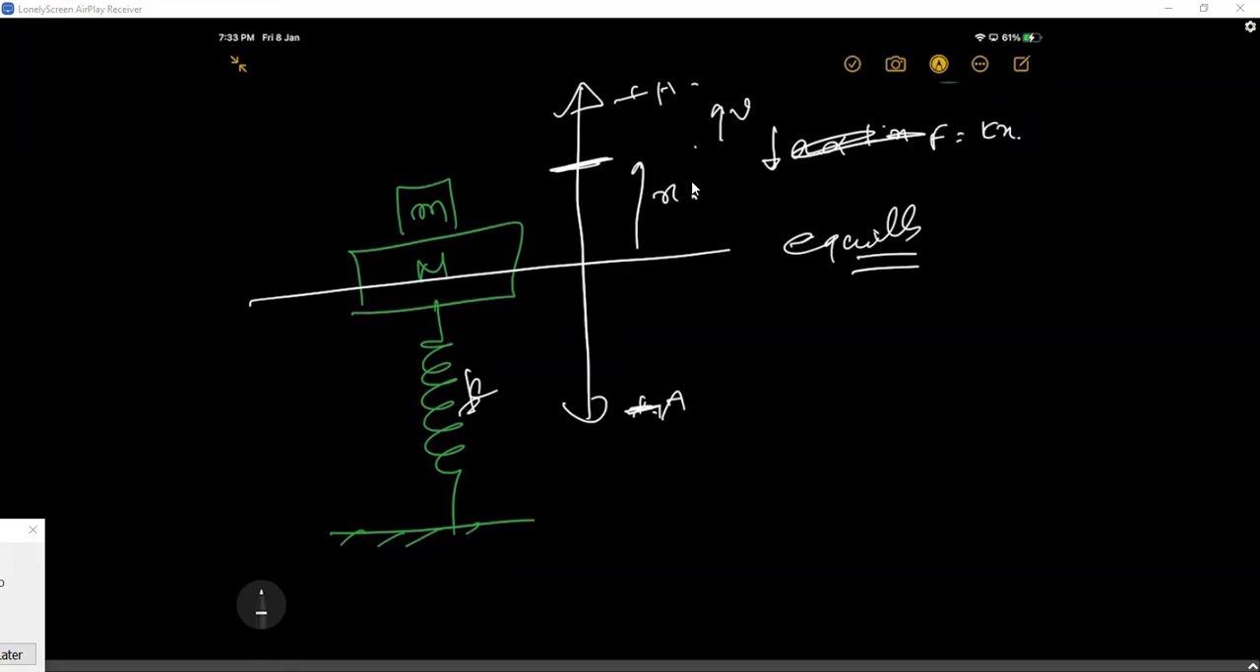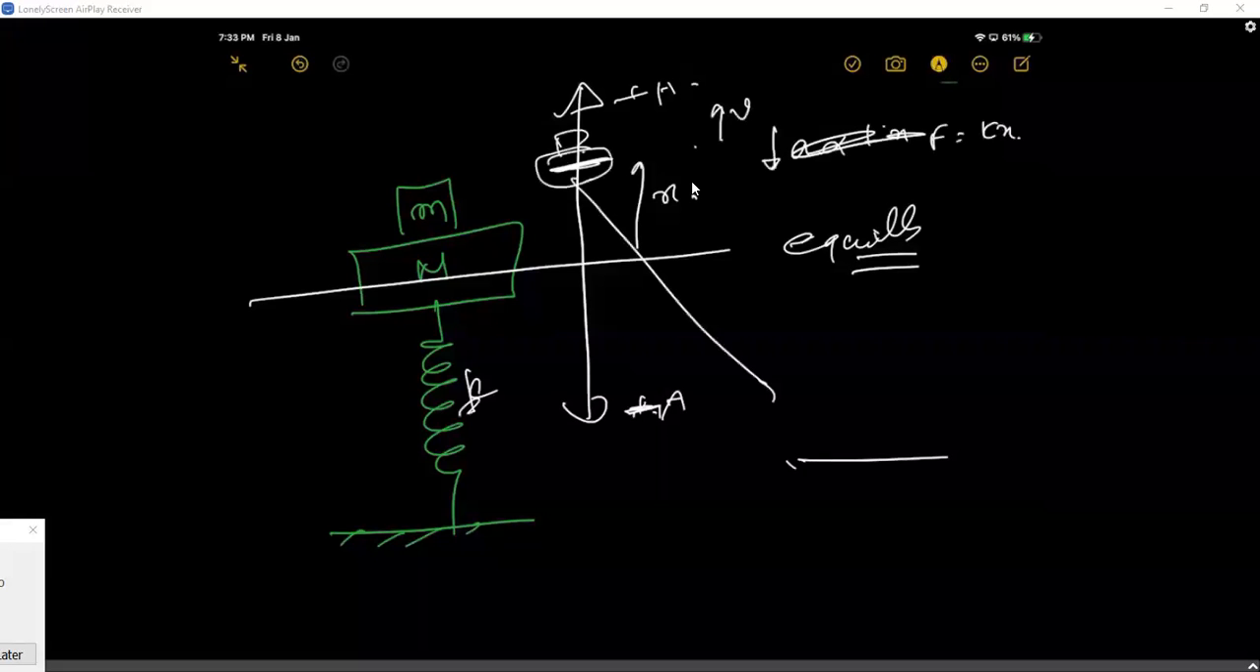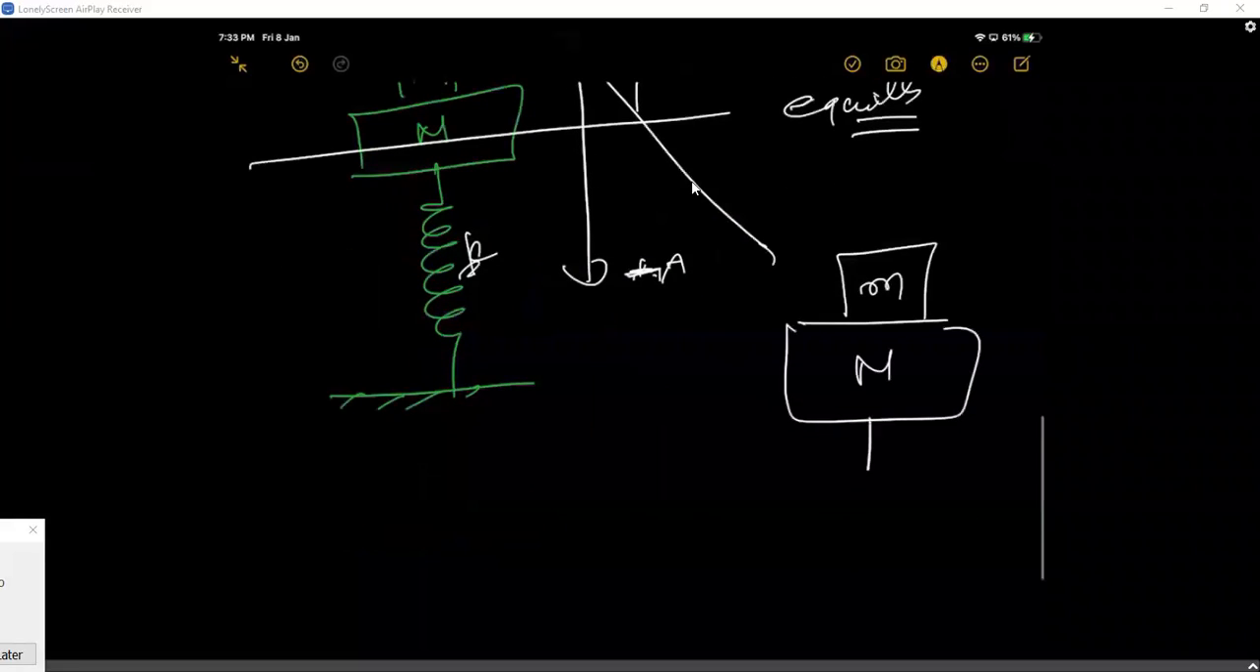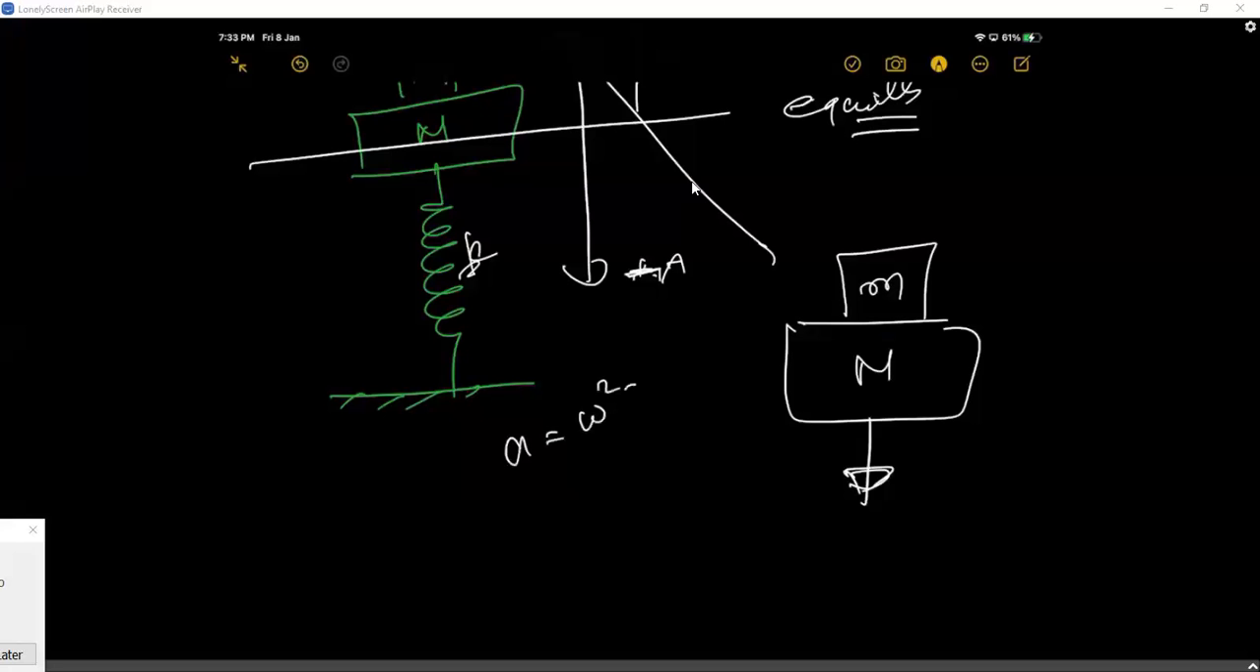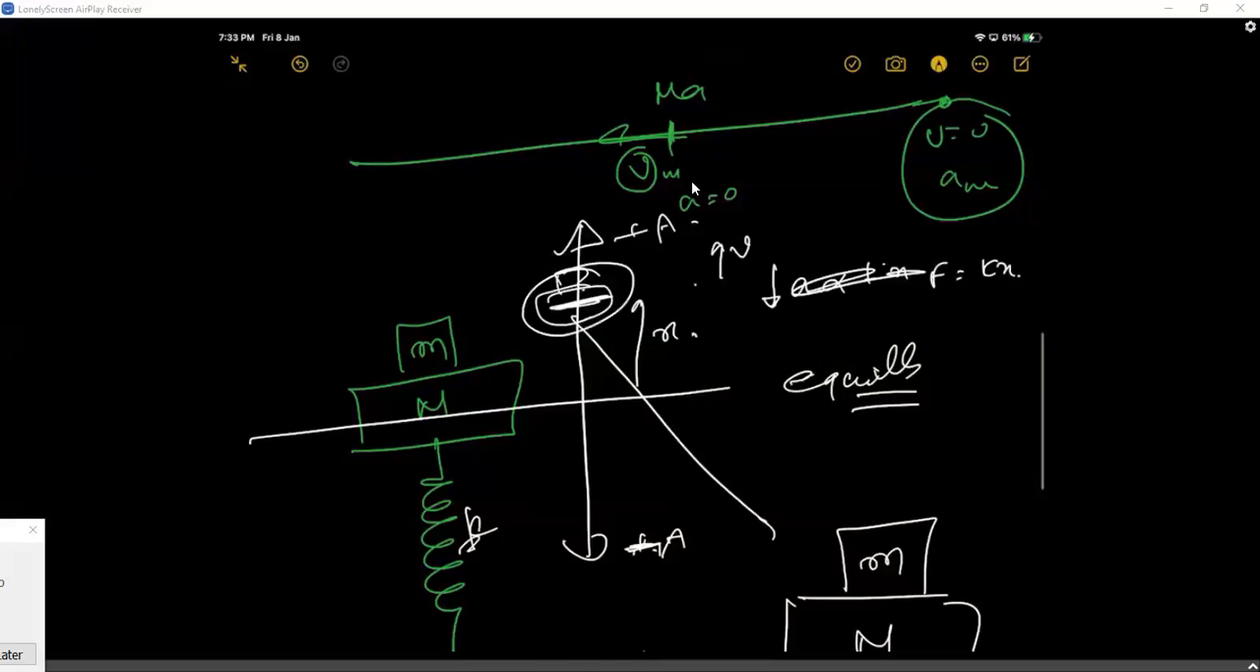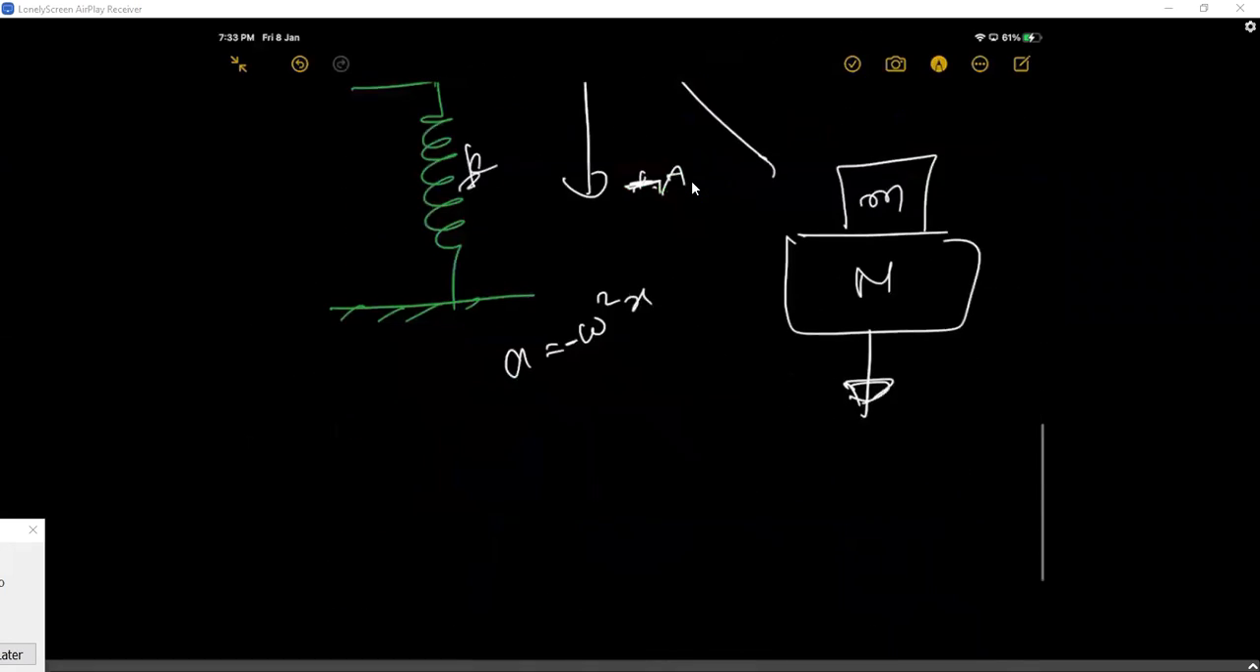But here is the interesting bit. Let us consider when the blocks are here. I'm drawing that thing here. M. We all know the acceleration is omega square x. It must be minus omega square x at that specific point. When they're here, the acceleration is downwards, a, which is equal to minus omega square x. He gave this value, x away from the position. Acceleration equals minus omega square x.